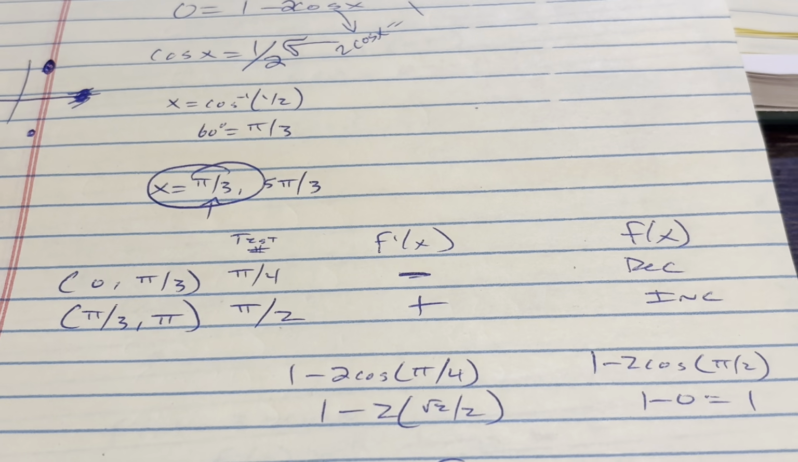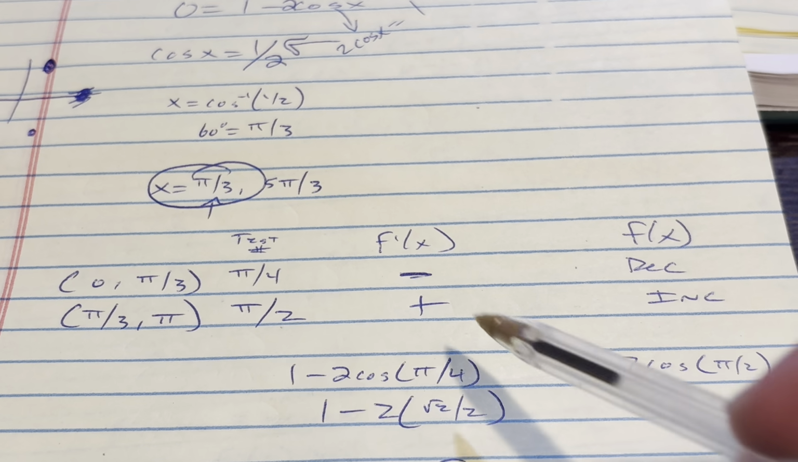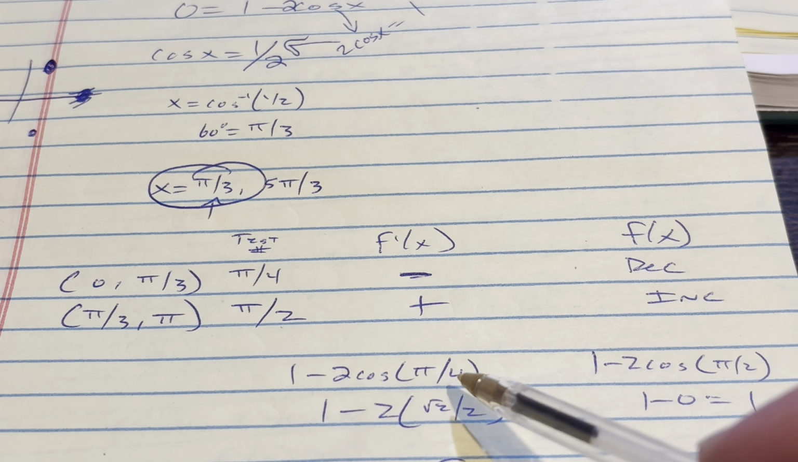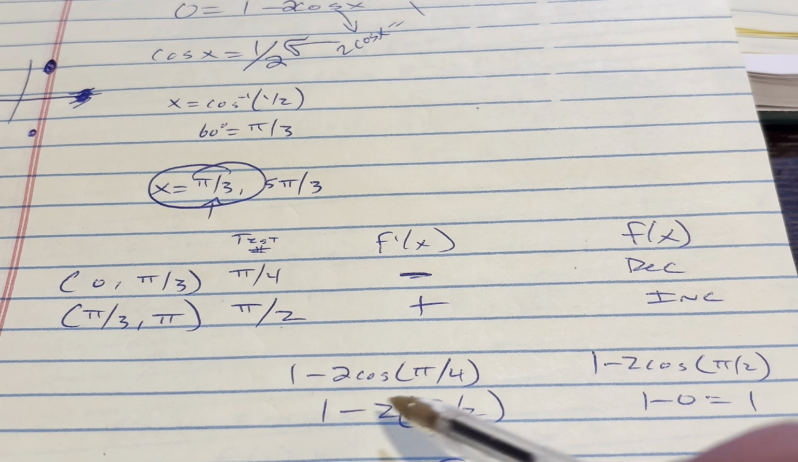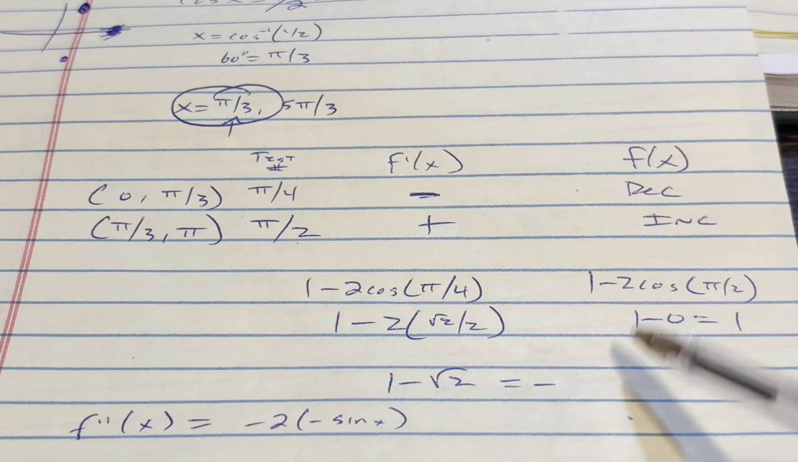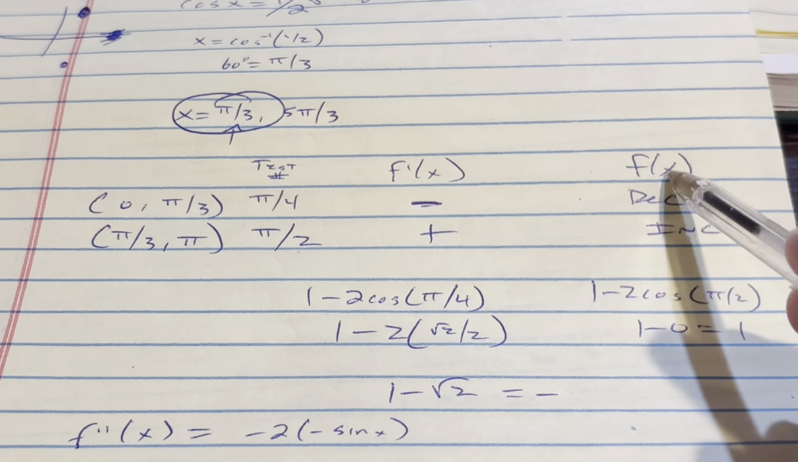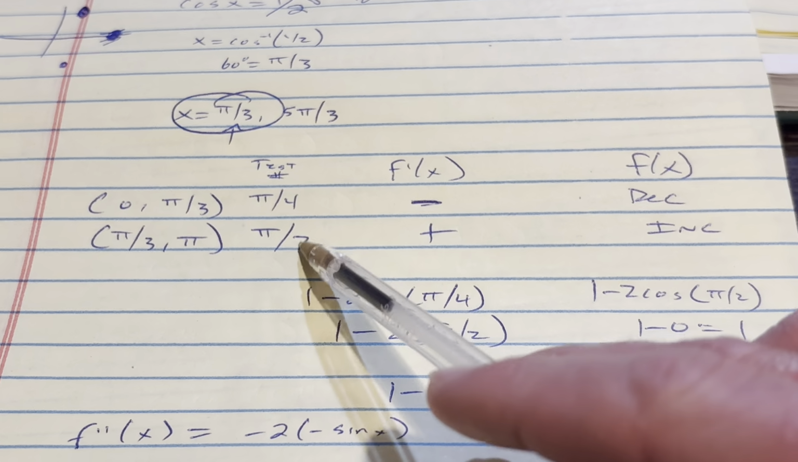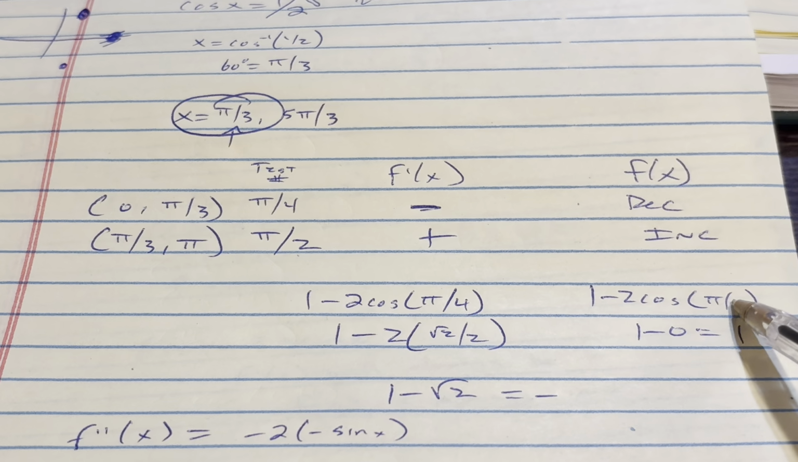And I did the work down below. So my test number of pi fourths: 1 minus 2 cosine pi fourths. Cosine of pi fourths is root 2 over 2. Those cancel. I have 1 minus root 2, which is a negative number. Negative, it's decreasing. And then test number of pi over 2.